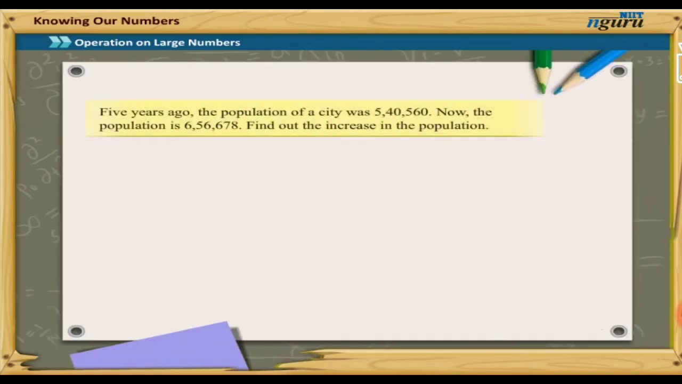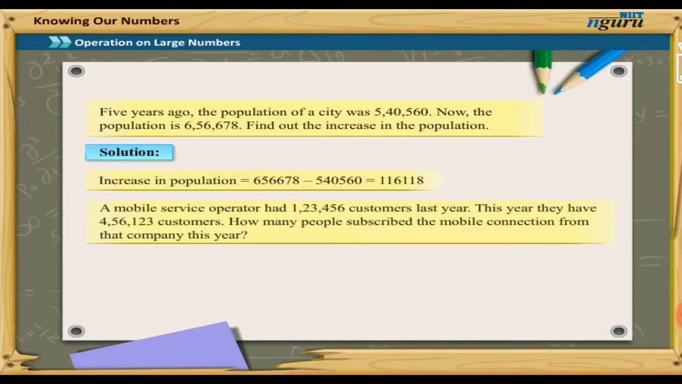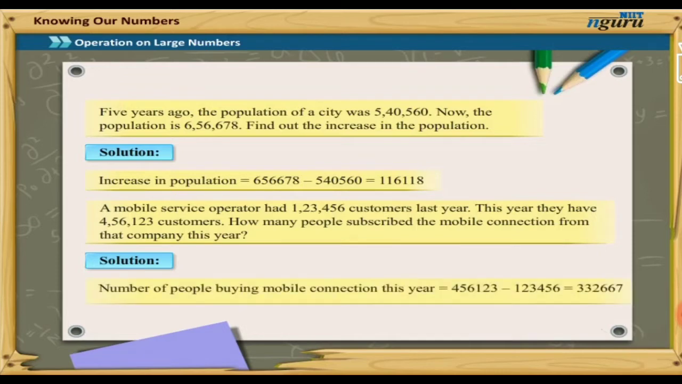Let's solve some problems based on large numbers. In order to find out the increase in population, we need to subtract the old population from the current population. Let us solve another problem. To find out the number of people subscribing the mobile connection from this company this year, we need to subtract the number of customers of the previous year from the current number of customers.